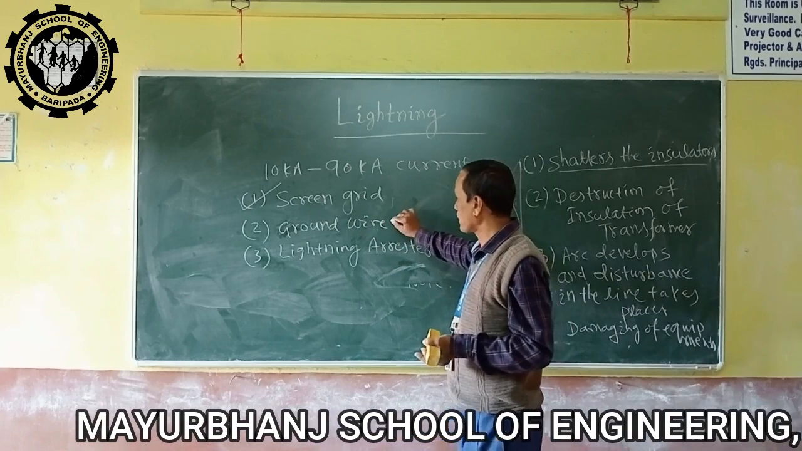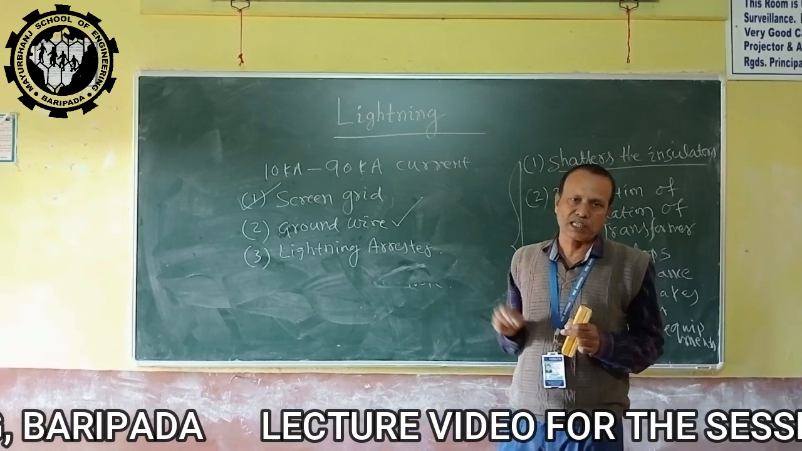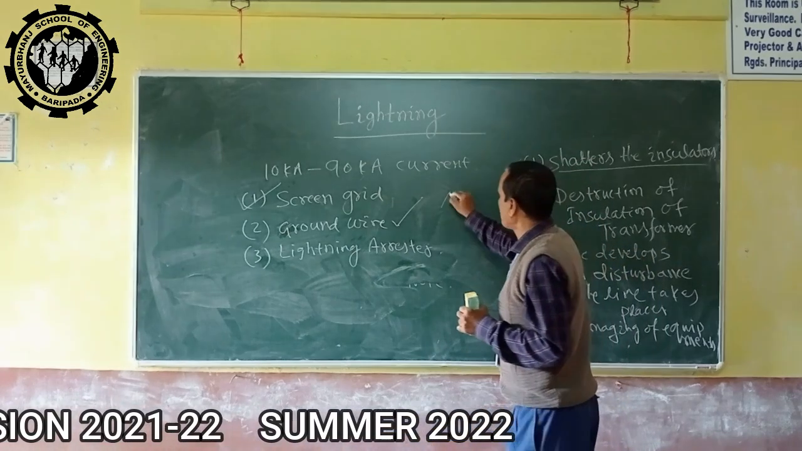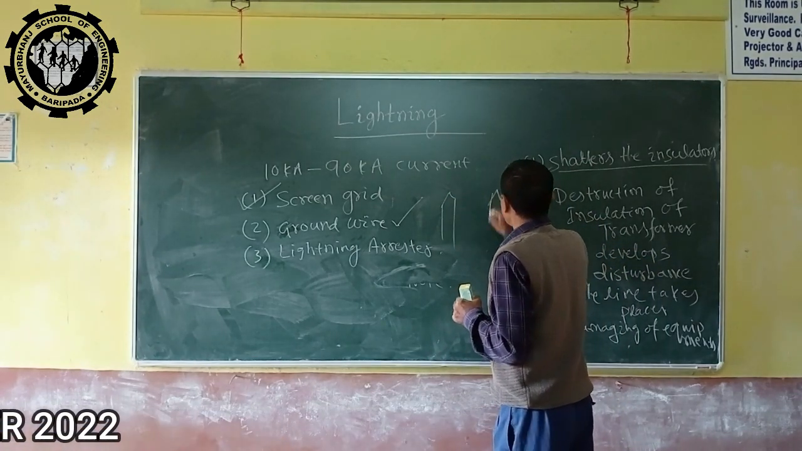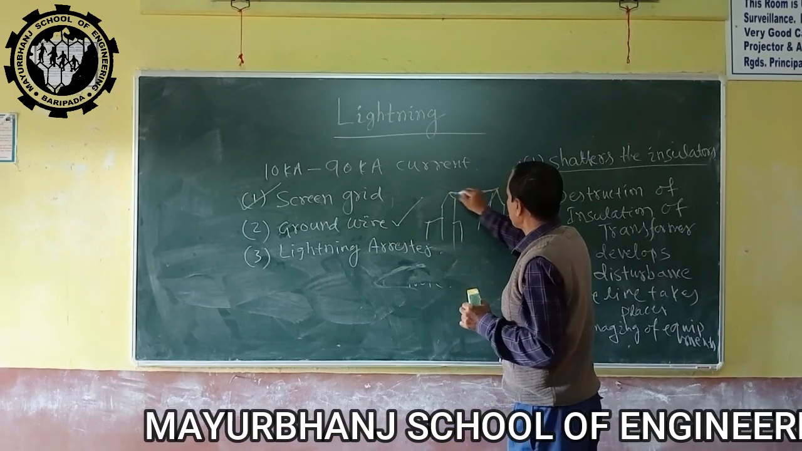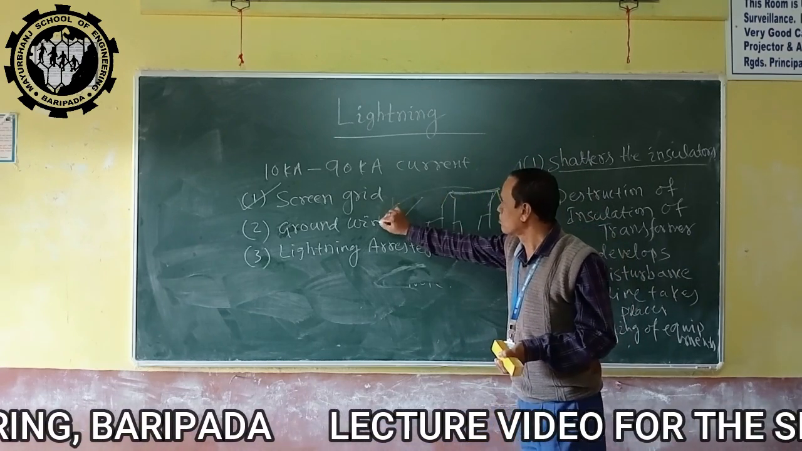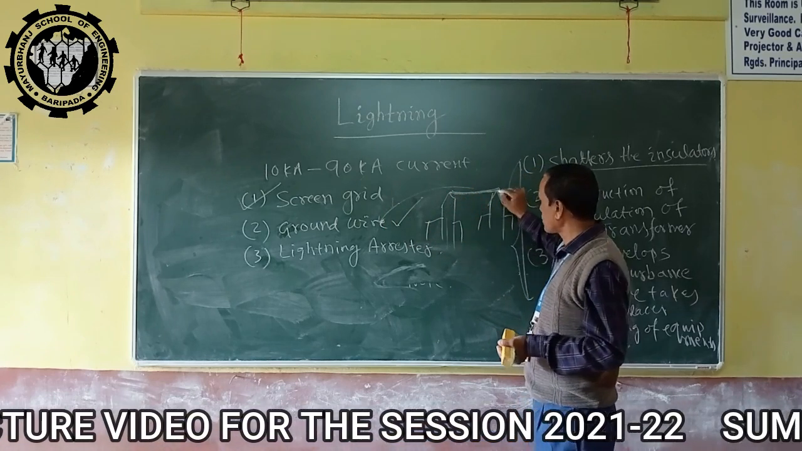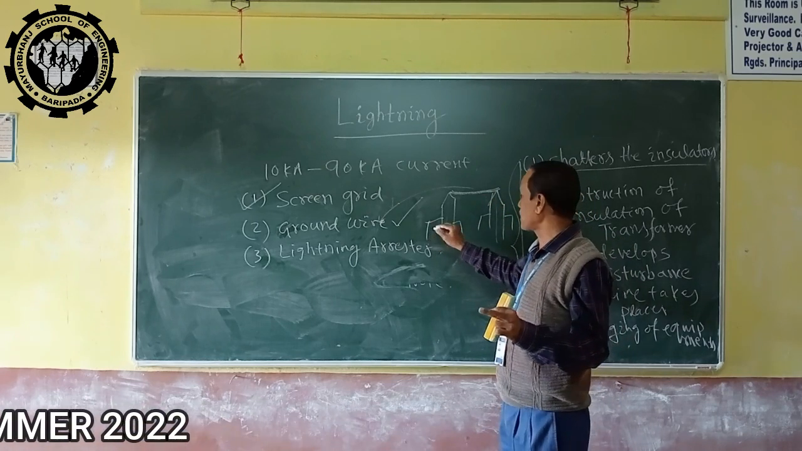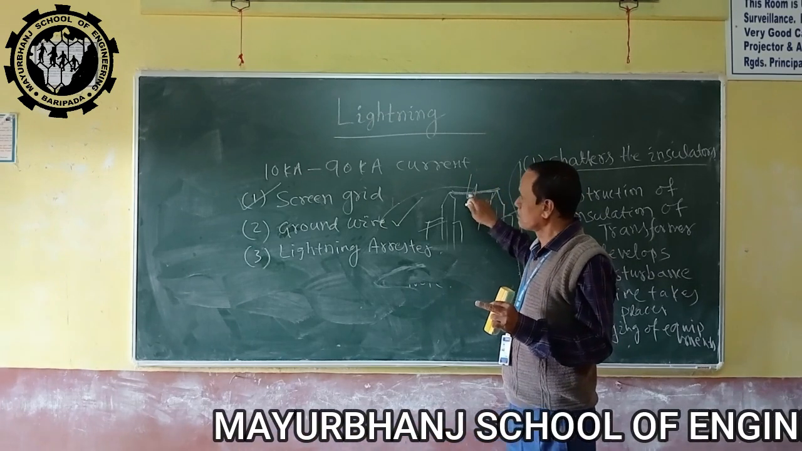Similarly, the ground wire. You have observed that in transmission towers, a small thin wire goes from one tower to another tower at the top. That is known as the ground wire, which is grounded at the tower so that it protects the transmission lines passing through these towers when lightning strikes the ground wire.